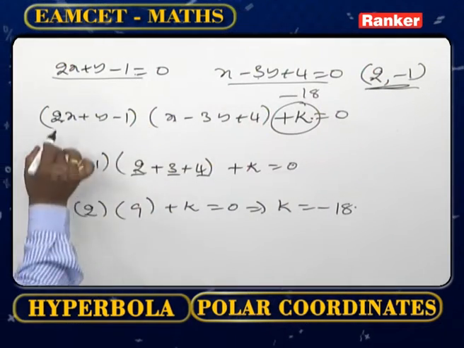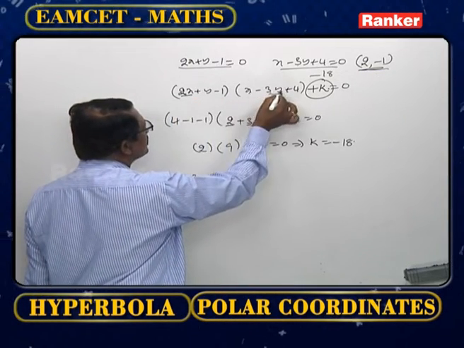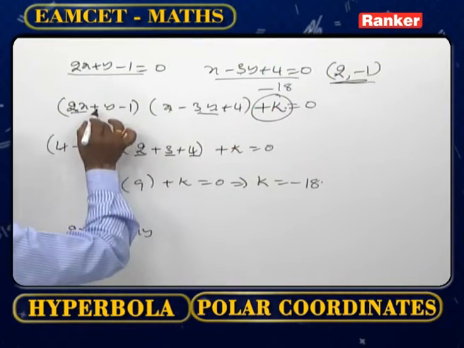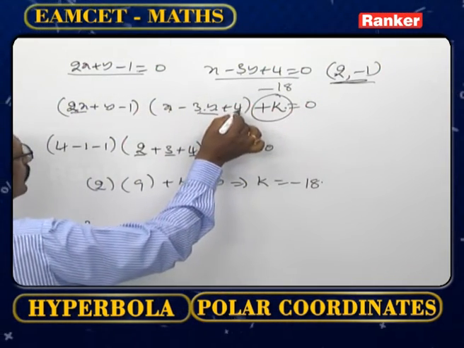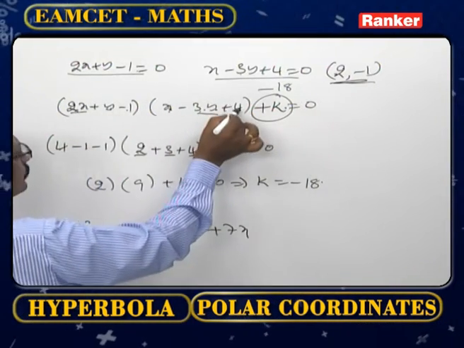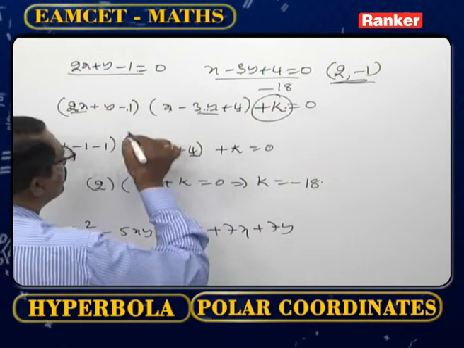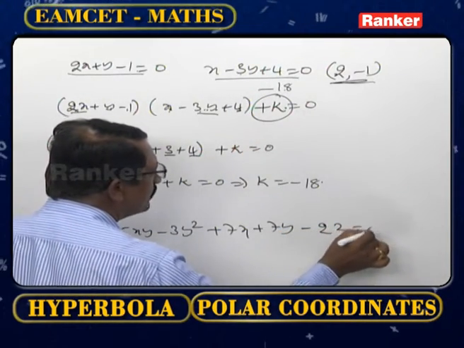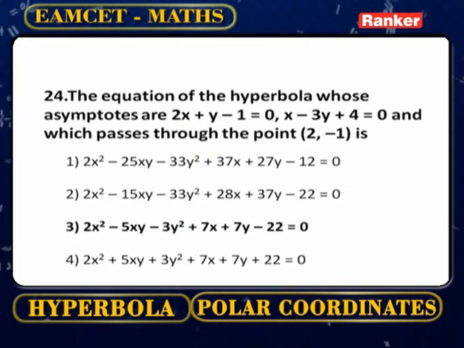Now by multiplication we get 2x square, 2xy, 2x into -3y is -6xy, plus xy, that is -5xy, y into -3y is -3y square, 2x into 4 is 8x, minus x plus 7x, y into 4 is 4y plus 3y is 7y, and -4 minus 18 is -22, equals 0. Now the third option is correct. Third option.